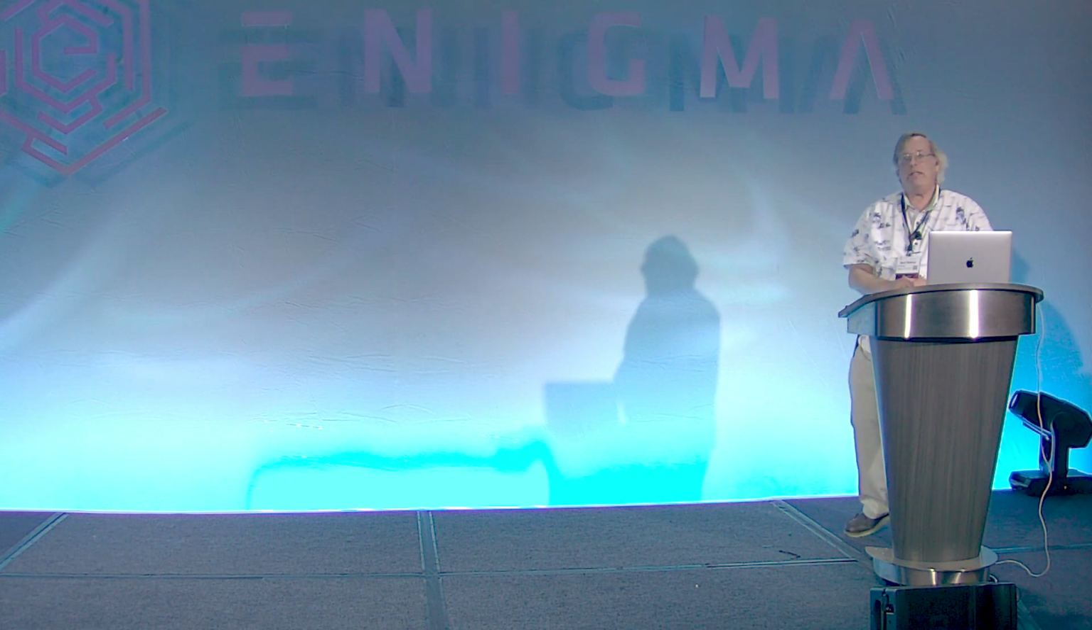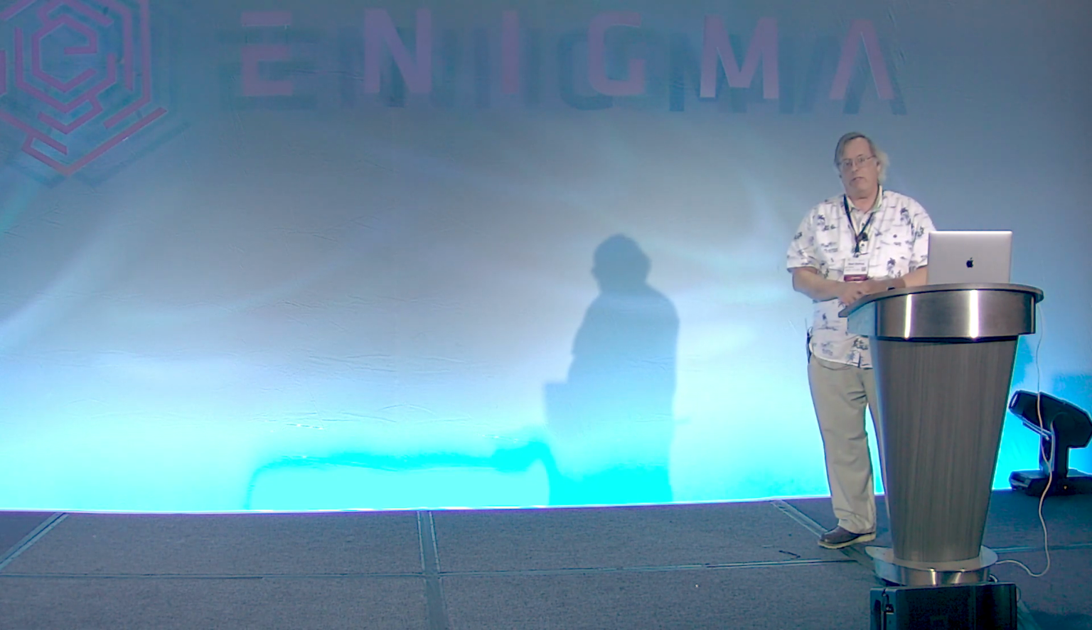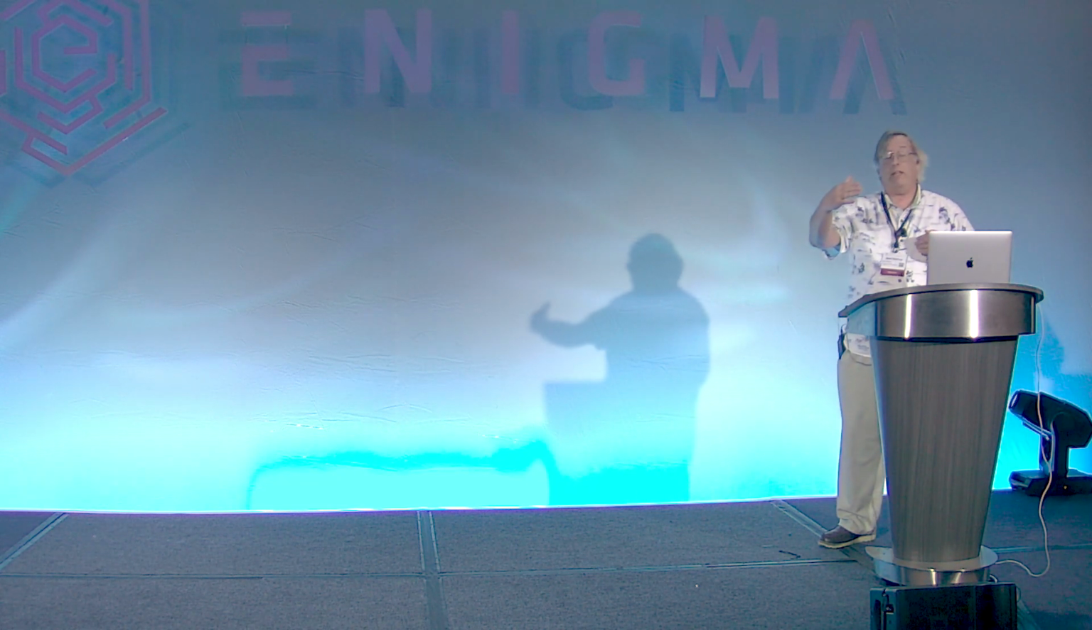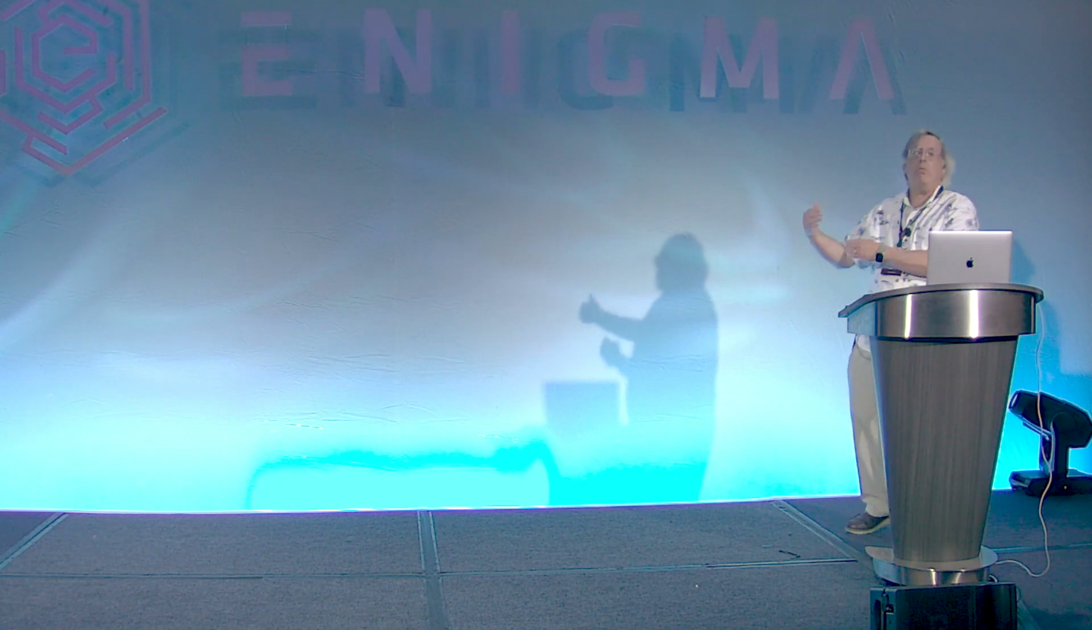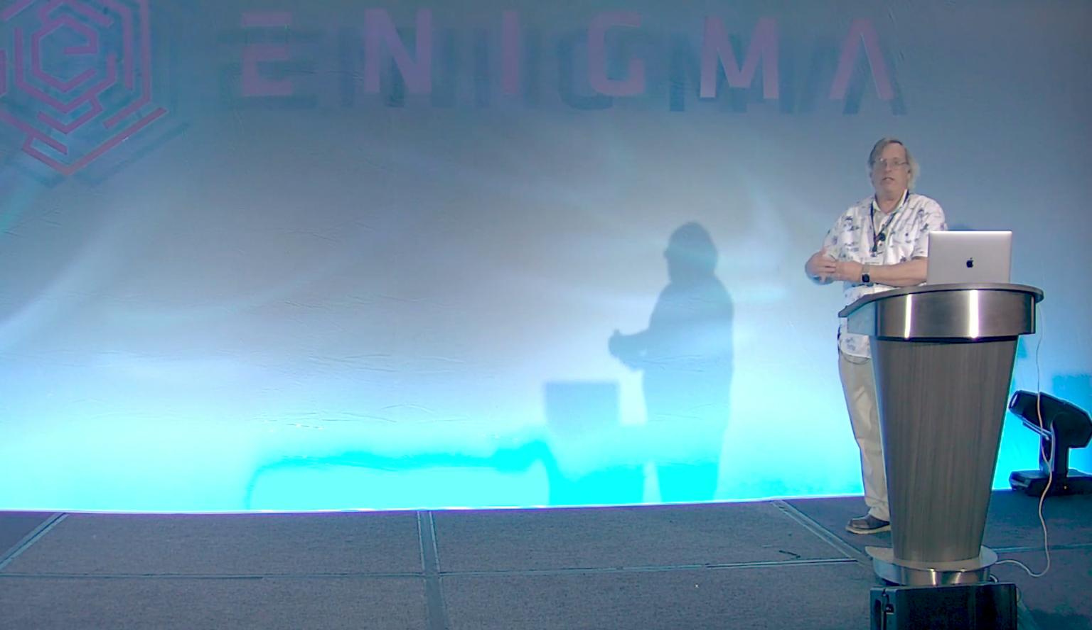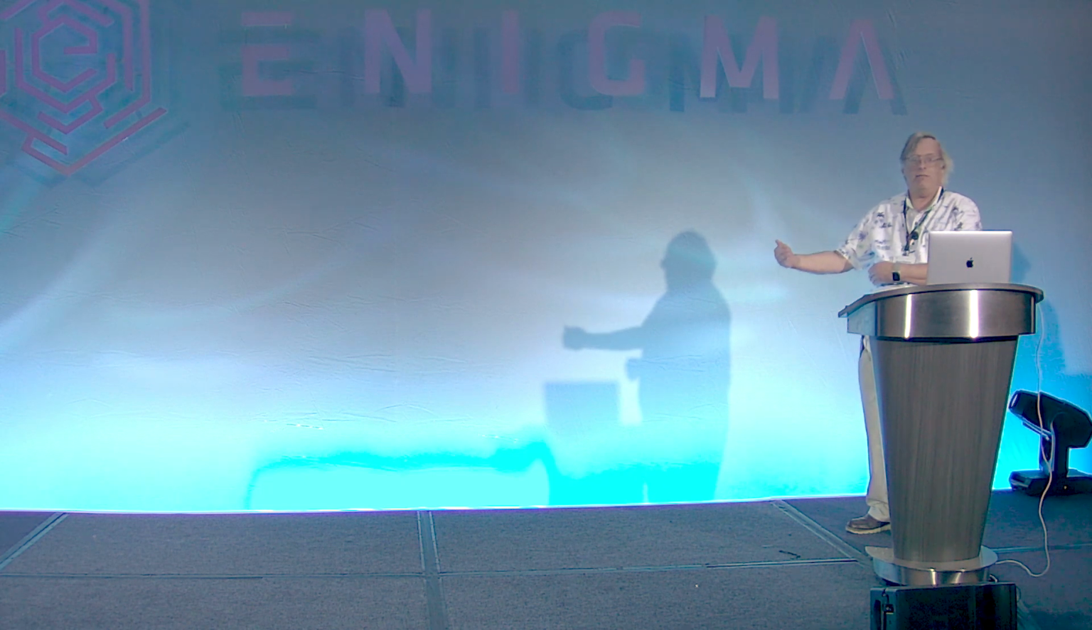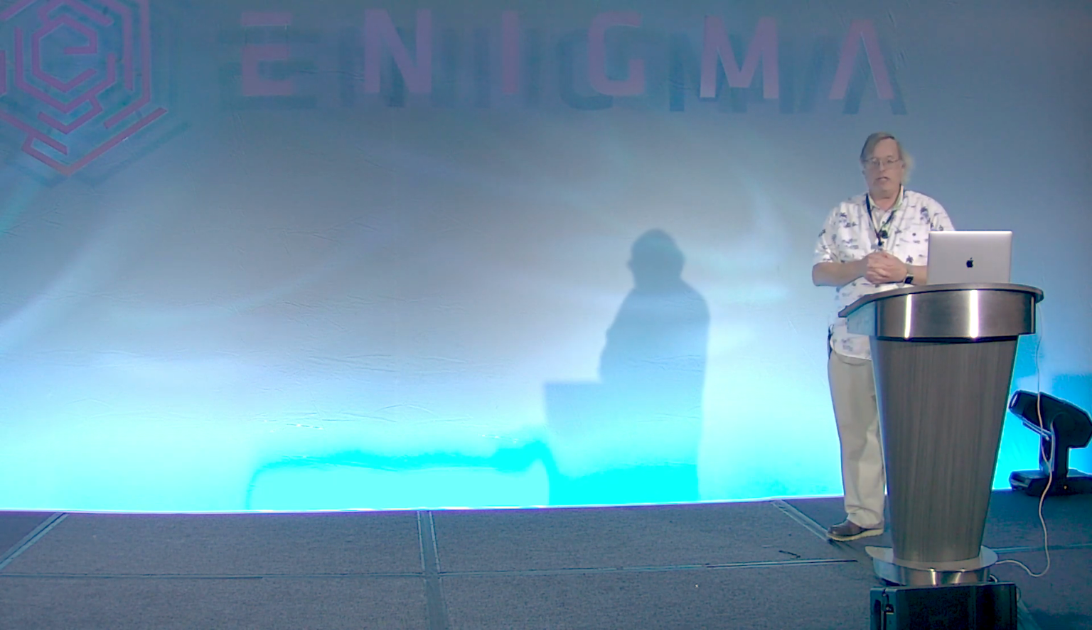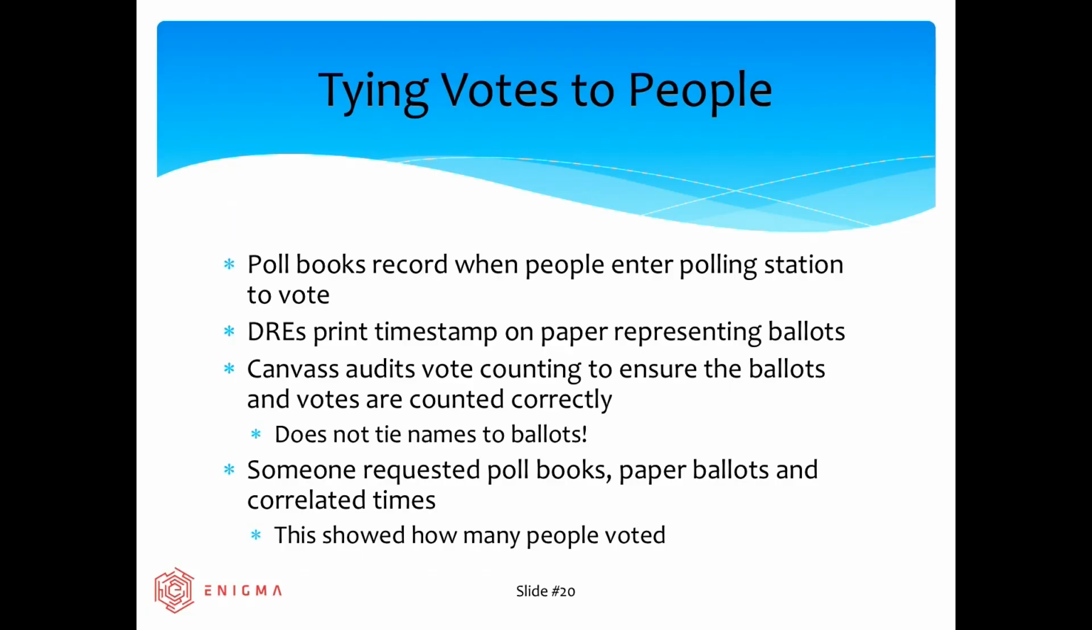Now, it turned out at the time, the ballots were public record because they didn't have any names or identifying information on them. And the poll books were public record because they didn't have any information about your ballot. A couple of researchers did the equivalent of a Freedom of Information Act request on Ohio and got both of them. Then they started matching up the times from the poll books with the times on the ballots. And that gave them the names of voters.